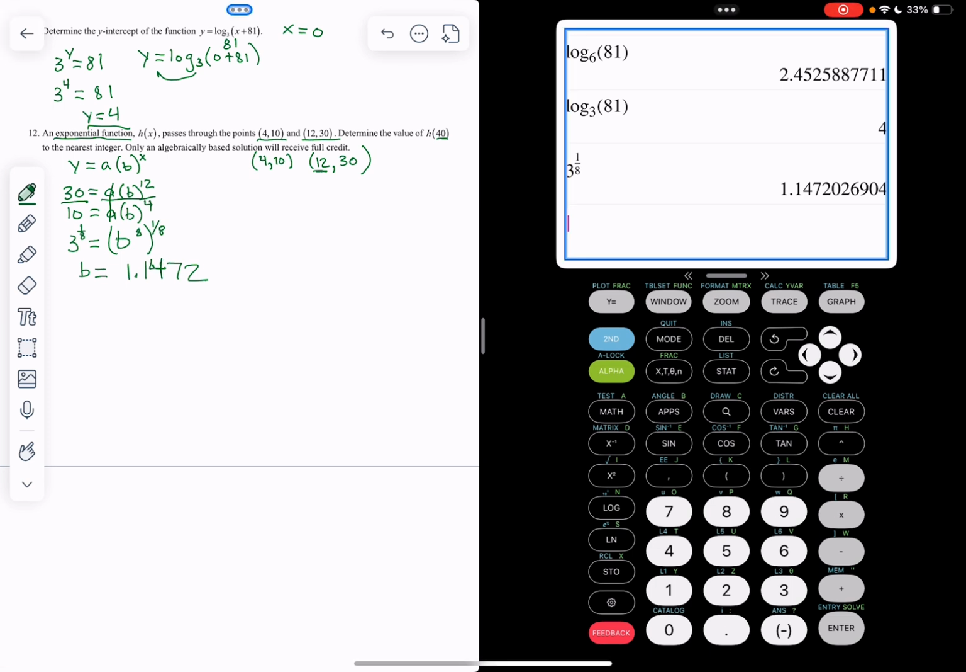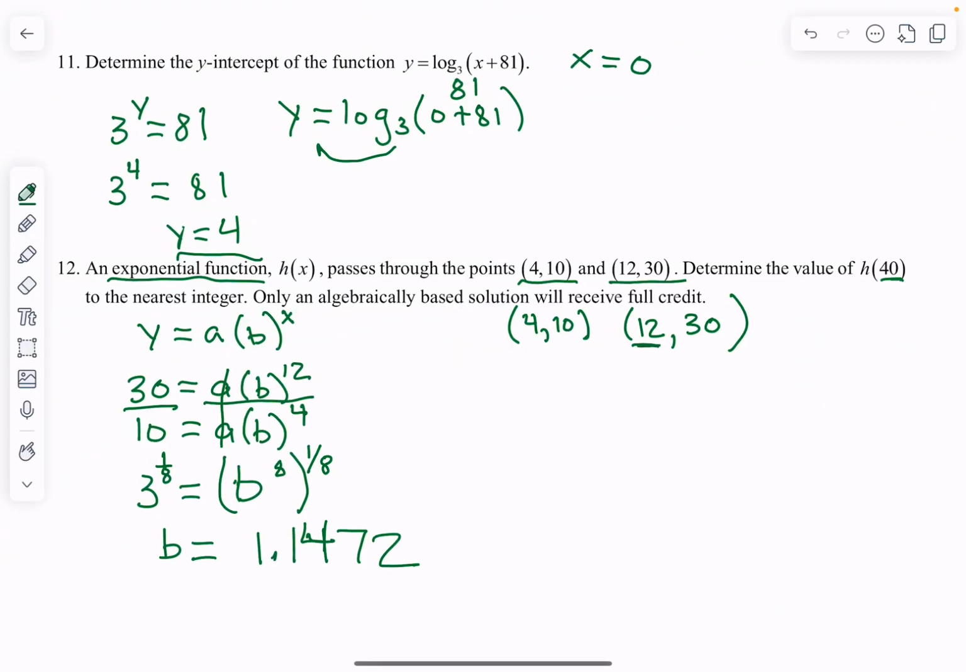I know that's kind of a pain, but we're just going to have to deal with it. Keep everything to 4 decimal places until we get to the end. Now you can plug in either one of these points, and since we have b, we can figure out what a is. So I'm going to do that.